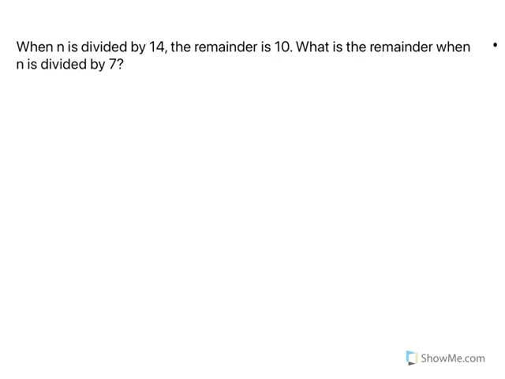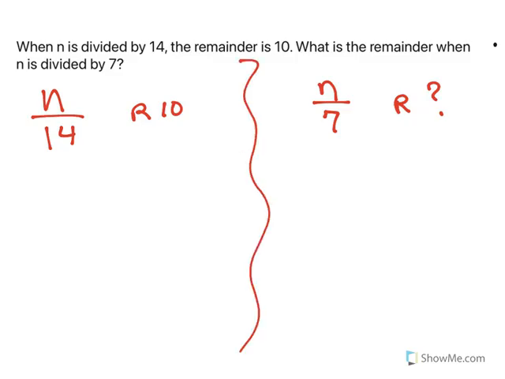I struggle sometimes thinking abstractly, okay? But the question itself says, when n is divided by 14, the remainder is 10. And then, what happens when n is divided by 7? What is the remainder, right? This is what we're asking. Now, I, again, struggle in the abstract.